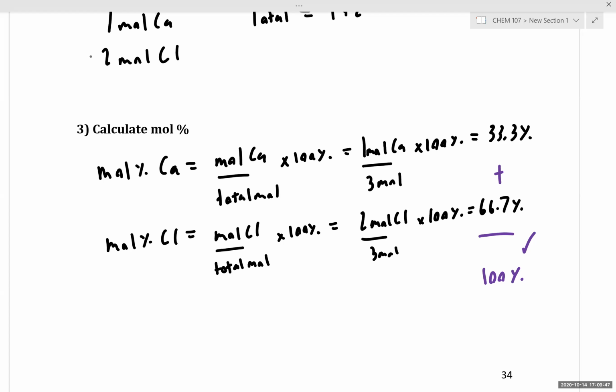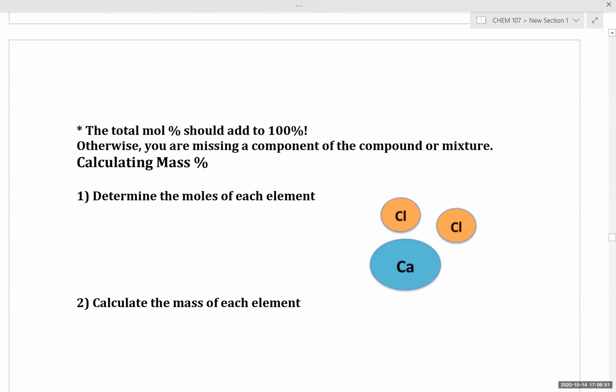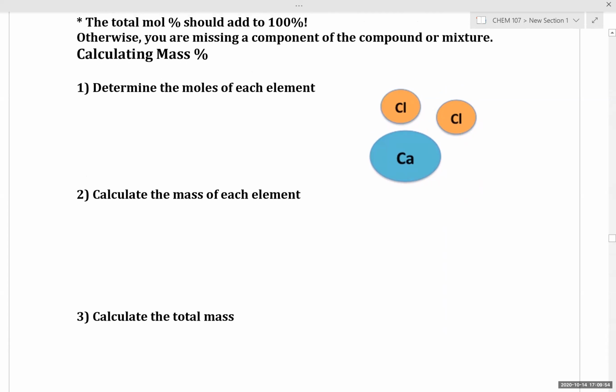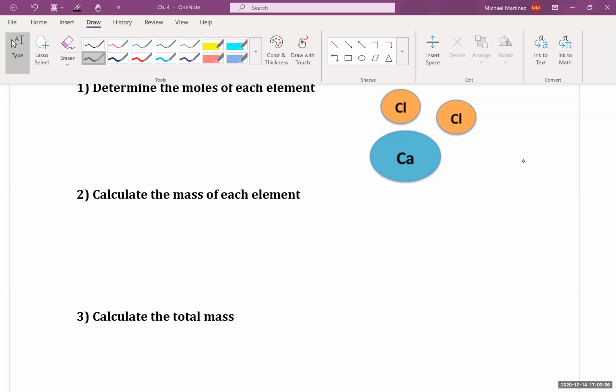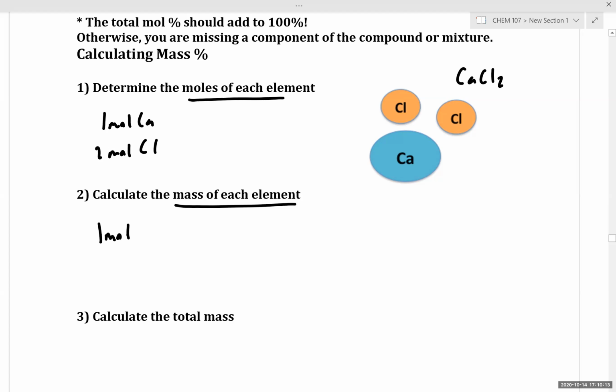Yes. Perfect. So we can apply this same logic to calculate mass percent. In calculating mass percent, we determine the moles of each element, and from the moles of each element, for example, we have 1 mole of calcium and 2 moles of chlorine, we can then calculate the mass of each element using our atomic mass.